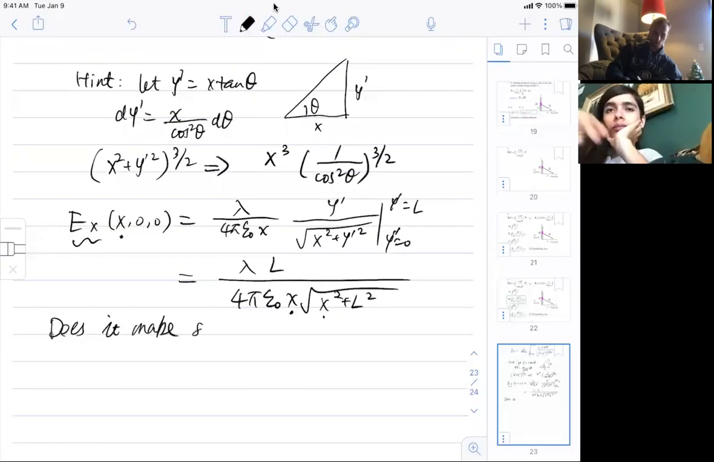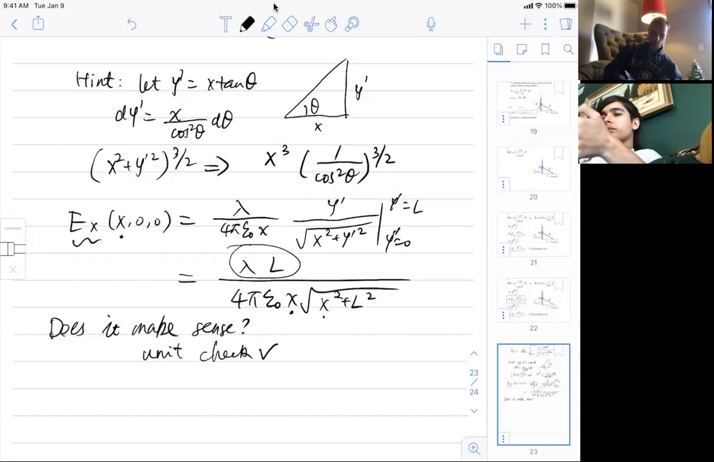Unit-wise, we can see that the top one has a unit of Coulomb. This one has Coulomb. And this x times square root of x squared gives us meter squared. So I do have the correct units for the E field. So unit check. And it's positive. We check the sign, it's positive. I have a positively charged rod. So that is correct. And then I want to check the limits.